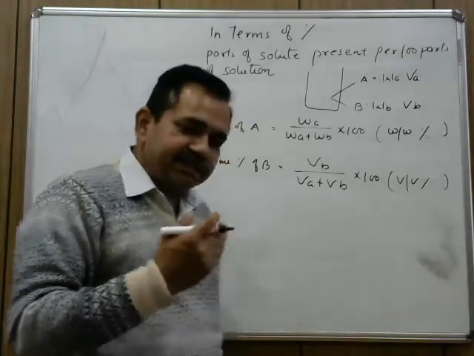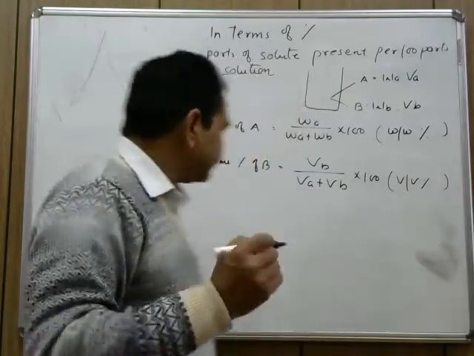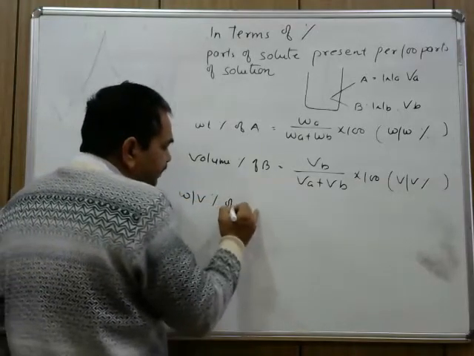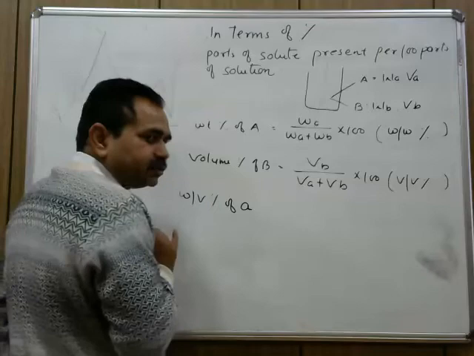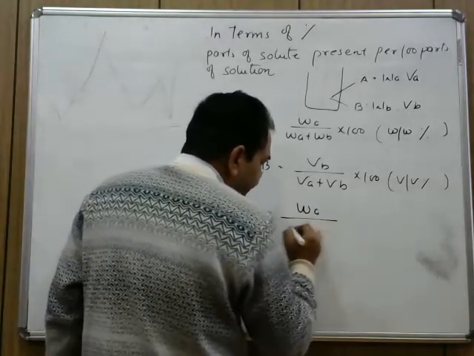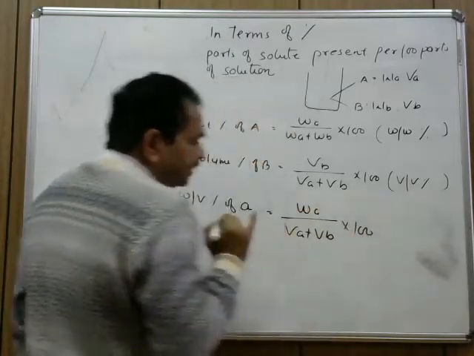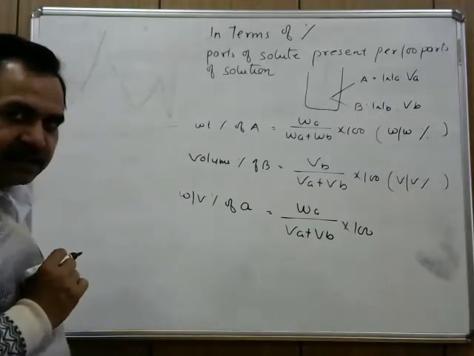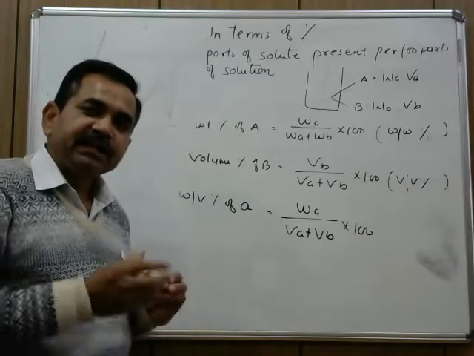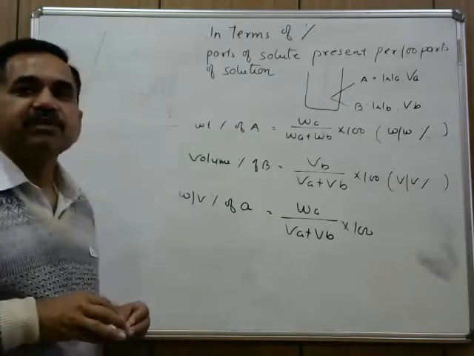And there is a third way of expressing percentage composition, which is called W by V percent of A. It is given by WA upon (VA plus VB) into 100. Weight by volume percent refers to the weight of solute present in 100 ml of solution.